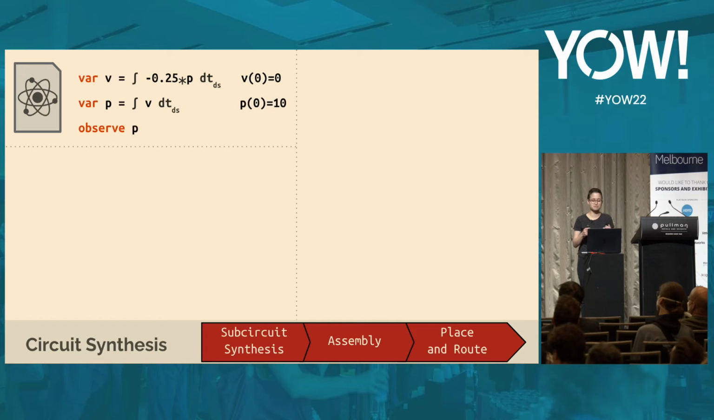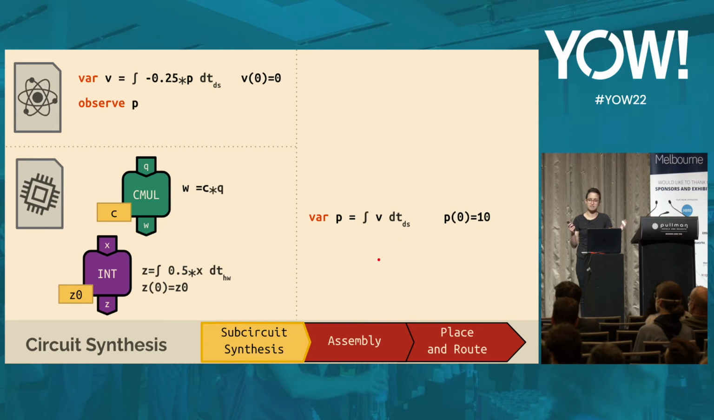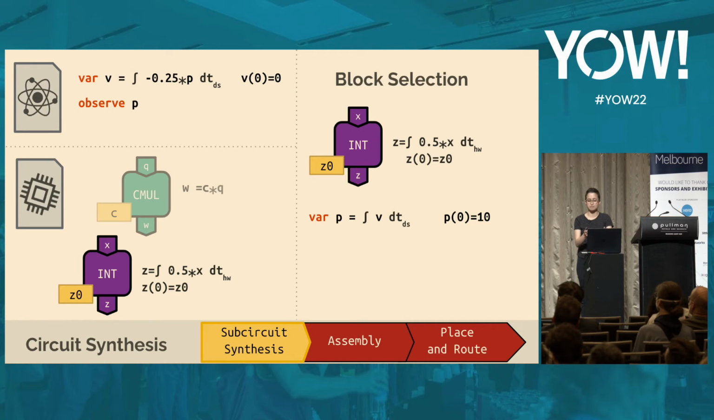Okay, so let's talk about the first step of circuit synthesis, and that is sub-circuit synthesis. What this step of the circuit generation procedure is going to do is take each of those relations, each of those equations in our dynamical system, and synthesize a fragment that implements that equation. So let's walk through how this works, right? It's going to first pick a relation to synthesize. It's going to pick the position relation. And then it's going to look at the blocks that are available. It's going to non-deterministically pick a block. In this case, it picks the int block.